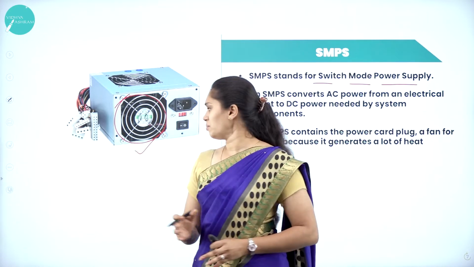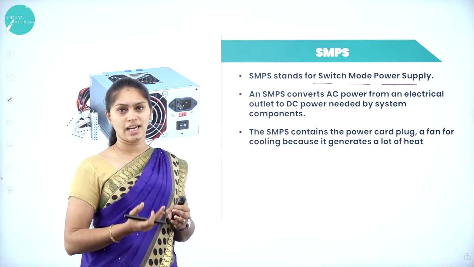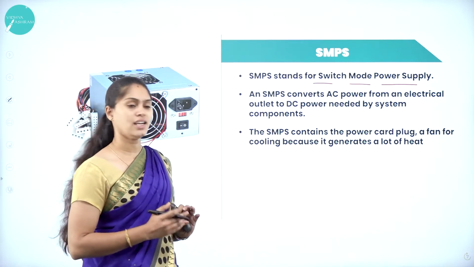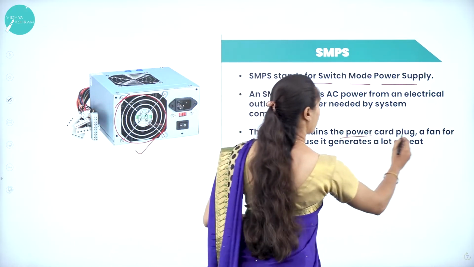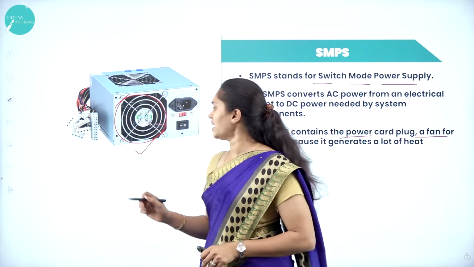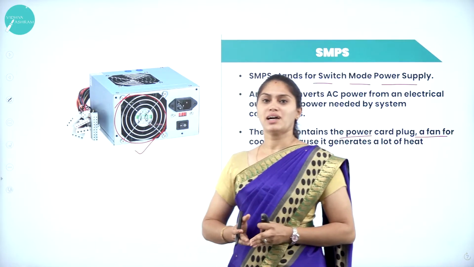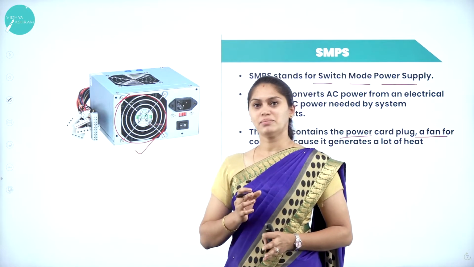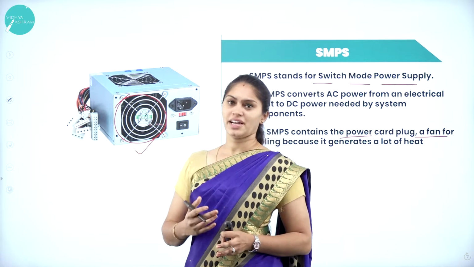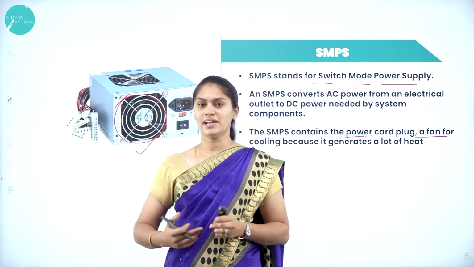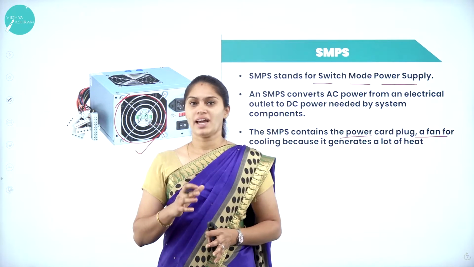SMPS has a fan because a lot of heat will be generated. In order to cool that, this SMPS has a power cord plug and a fan. Here you can see the image of this SMPS. When you turn on the computer system, you may hear some fan sound. That is nothing but the SMPS, because when it converts the alternating current to the direct current, it generates a lot of heat. So in order to cool it, we have a fan.